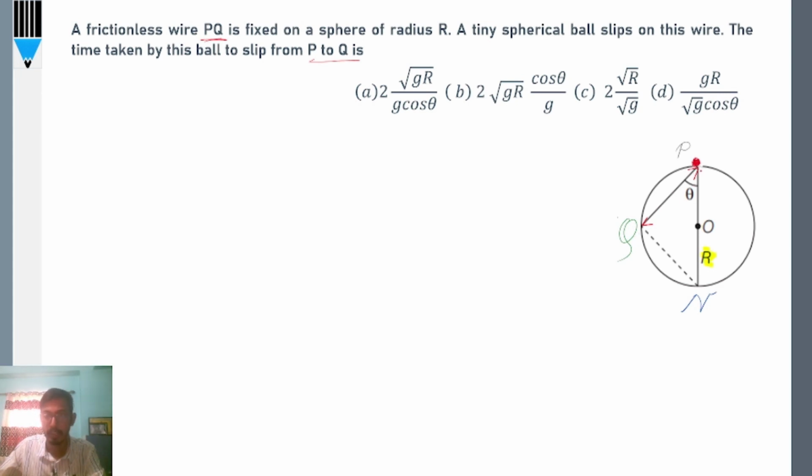It's actually a chord, right, and we have made a construction: we have drawn a diameter from P to N. Then let's connect Q and N. So ultimately we get a right angle triangle, since the triangle in a semicircle is a right angle triangle, right.